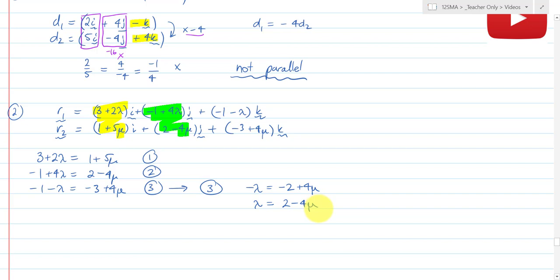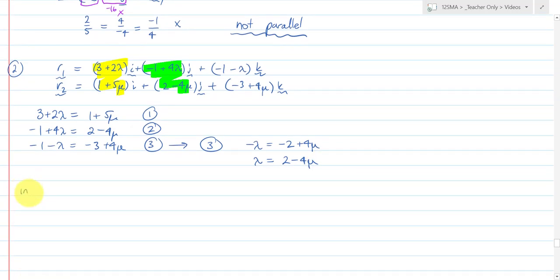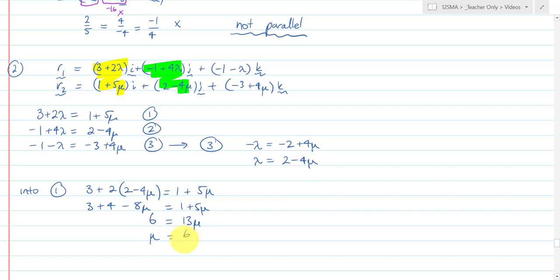So there's my substitution, and I can substitute that into number 1 to start with, and I get 3 plus 2 times 2 minus 4 mu is equal to 1 plus 5 mu. And so that gives me 3 plus 4 minus 8 mu equals 1 plus 5 mu. Getting all my mu's on one side and all my numbers on the other, I'll move the 8 mu across so that I keep the mu's positive. So I'm adding 8 mu, subtracting 1. 3 plus 4 is 7, minus 1 is 6, equals 13 mu. And so therefore mu is equal to 6 on 13.